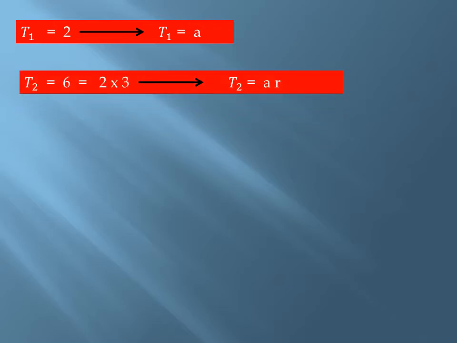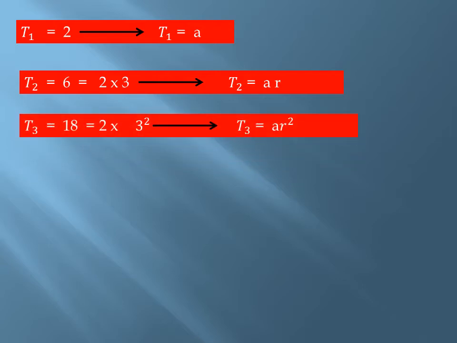Now, the first term T1 equals 2, and we may call it A, always A. T2 equals 6, which equals 2 times 3. 2, the first term, is A, and 3, the common ratio, is R. Then T2 equals AR.